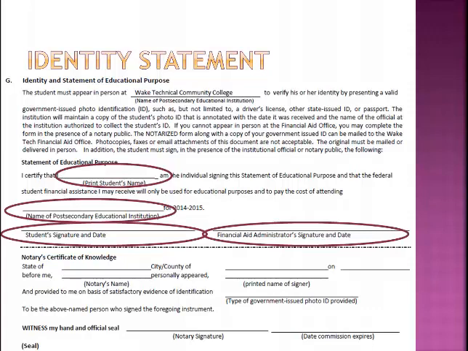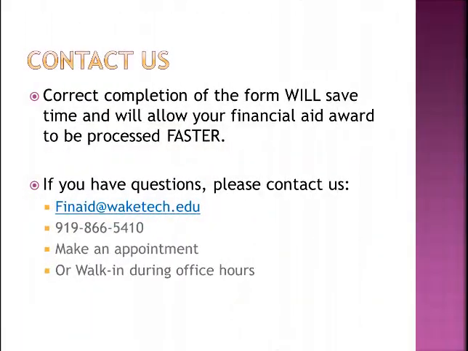If you are a distance student and cannot appear in the financial aid office, you may have the form notarized and mail it along with a copy of your government-issued photo ID. Just be sure you don't sign it before you meet with the notary, as they have to witness your signature.